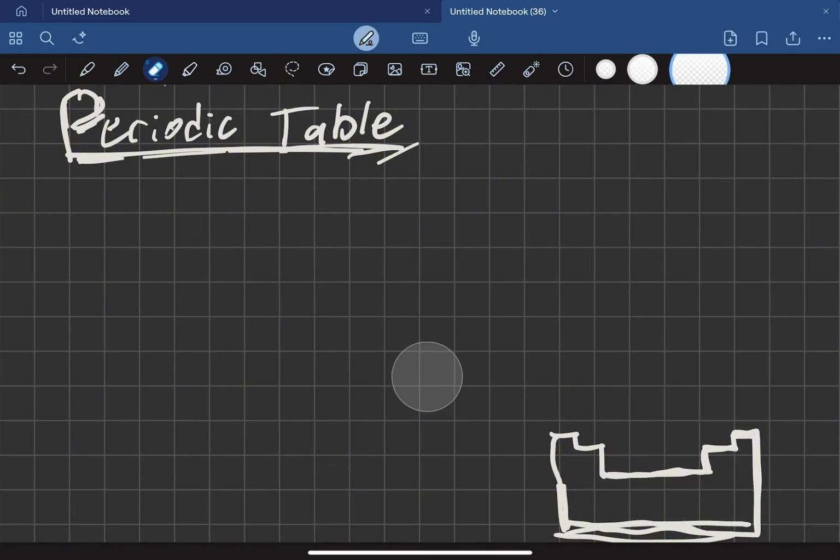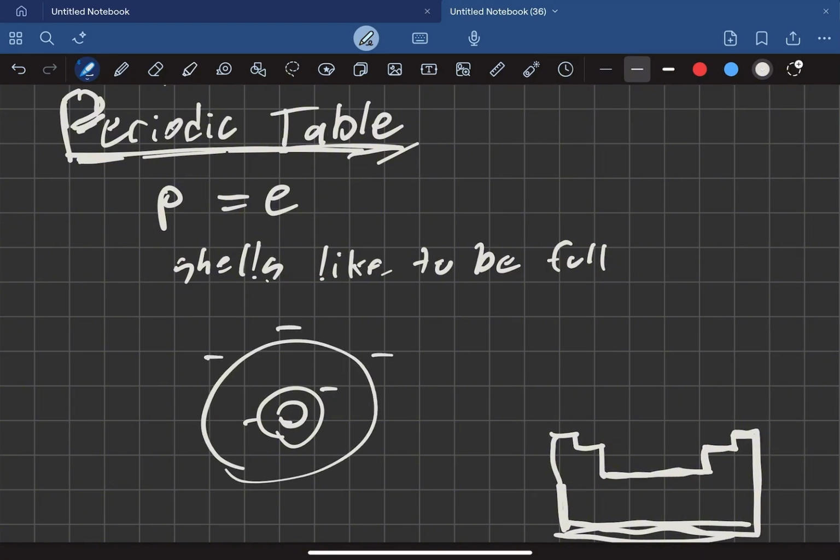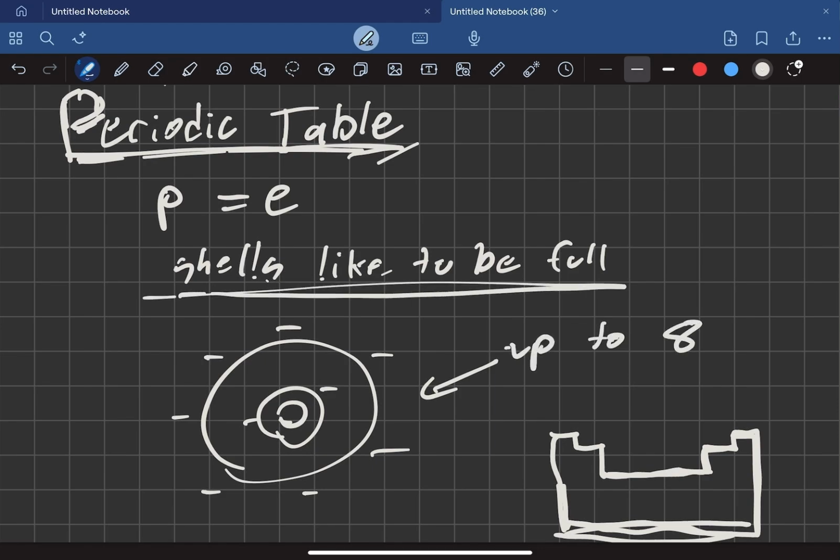So let's talk about these shells a little bit. Well, we know that protons like to equal electrons. But another note about these shells is these shells like to be full. So if we had, say, a nucleus here with 2 electrons, and then this one had 1, 2, 3, 4, 5, 6, 7, we know this can hold up to 8. It's actually stable for it to have those 8. It likes having 8 more than it likes having 7.